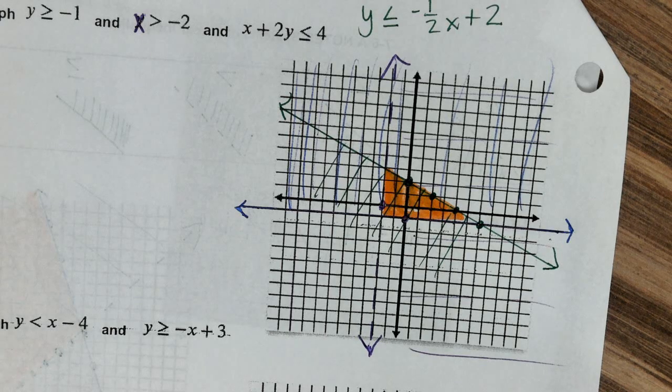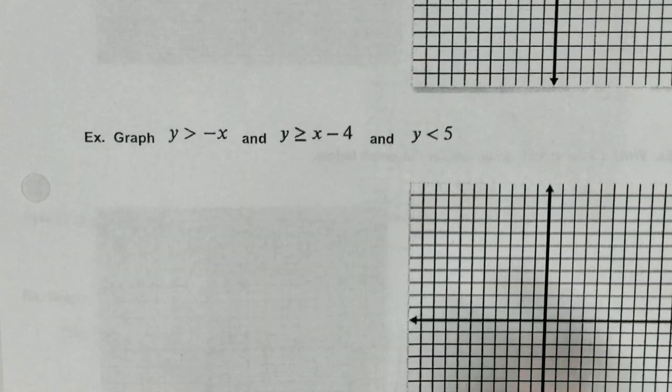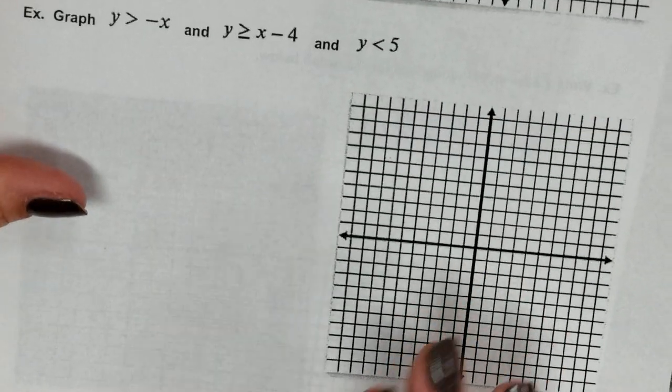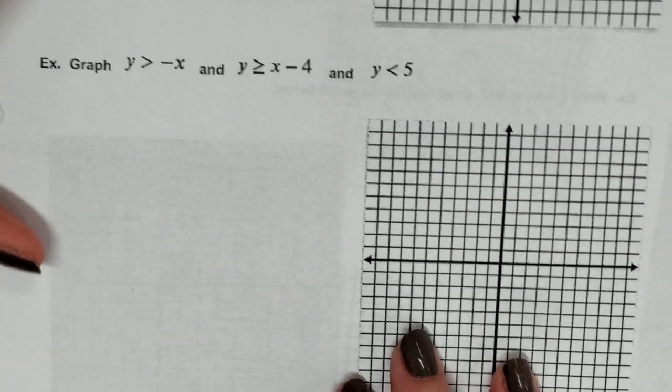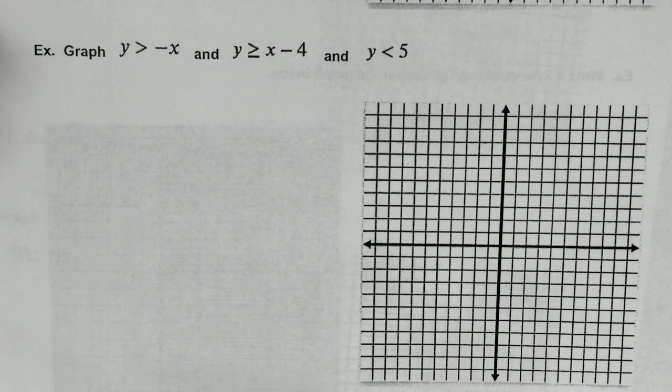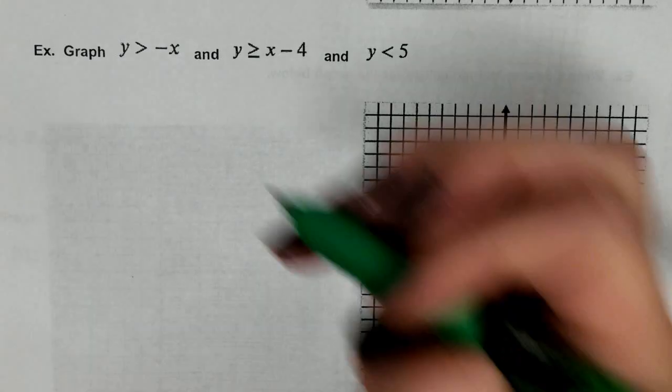Okay, let's skip the next two and go to this last one on that next page. All right, let's graph all three of these. The first one says y is greater than negative x. What coefficient goes to that x? Negative 1.